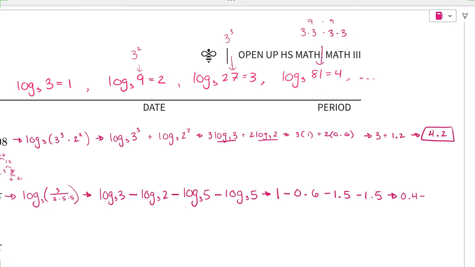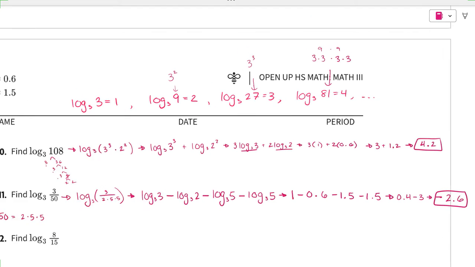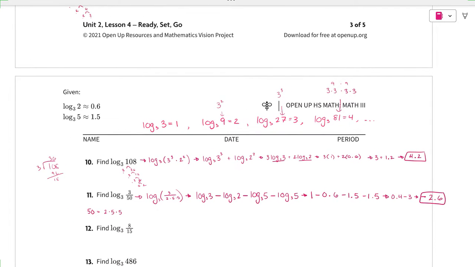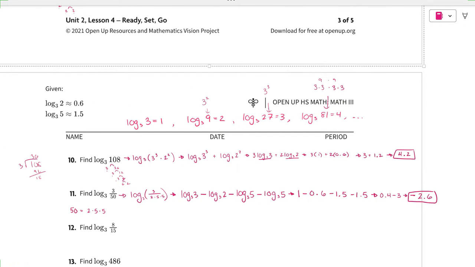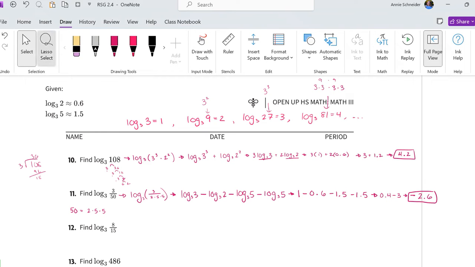And then negative 1.5 minus 1.5 is negative 3. So 0.4 minus 1.5 minus 1.5, or 0.4 minus 3, is negative 2.6. Okay, I'm going to make sure that negative sign is super clear. I don't want to accidentally cut it off a little bit. So there we go. There's log of 3 over 50.